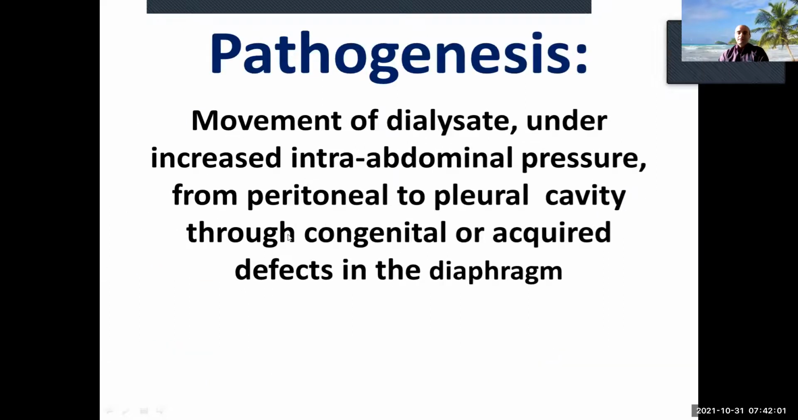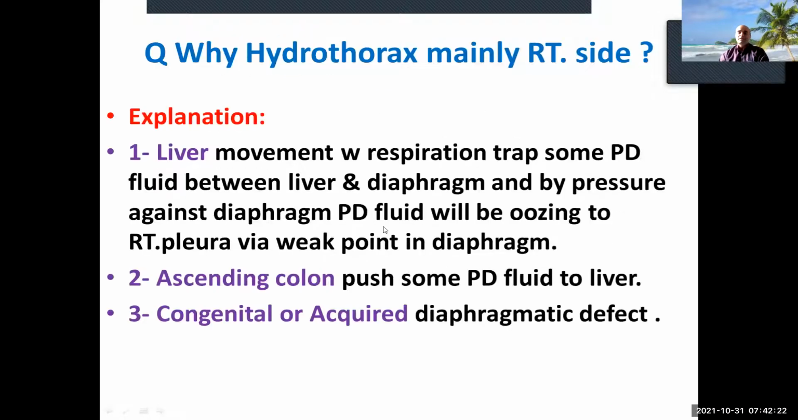What is the pathogenesis? The pathogenesis is movement of the dialysate, under increased intra-abdominal pressure, from the peritoneal cavity to the pleural cavity through a congenital or acquired defect in the diaphragm. If the patient is young, or has multiple congenital deformities or congenital disease, we can think of this. But what is the other explanation?